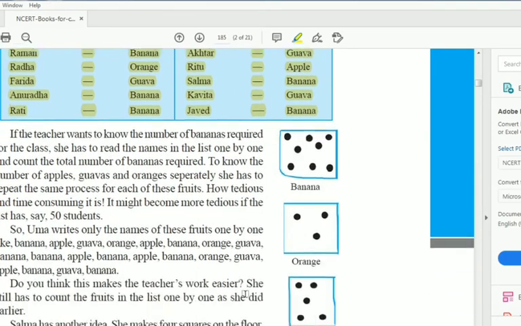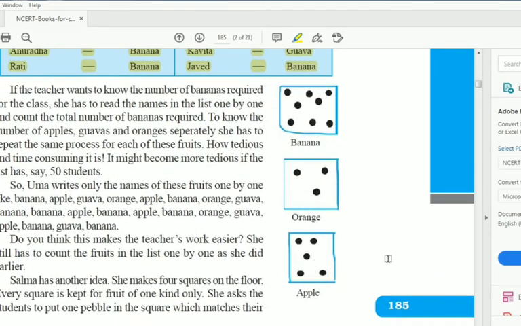If the teacher wants to know the number of bananas required for the class, she has to read the names in the list one by one and count the total number of bananas required.